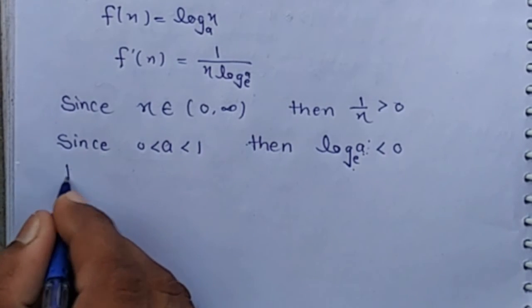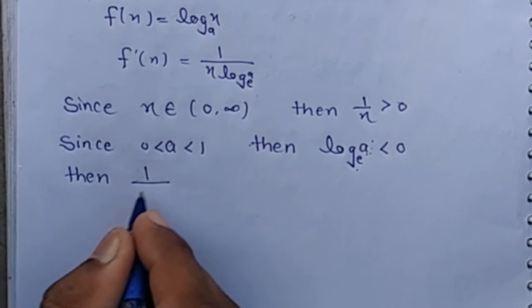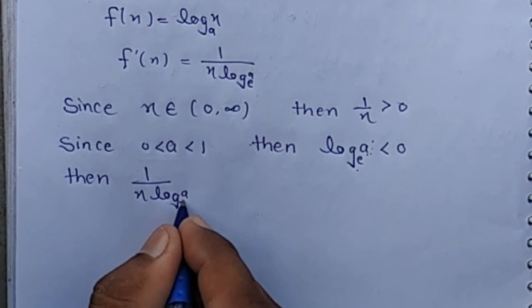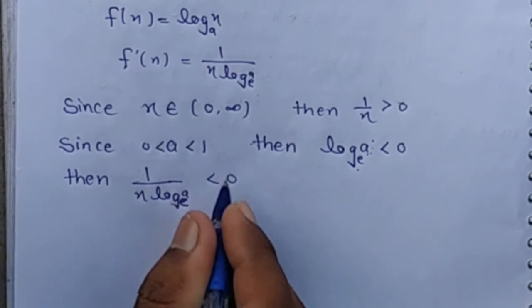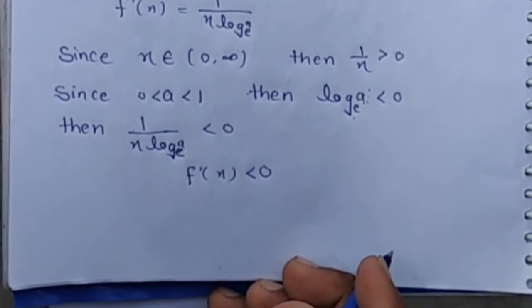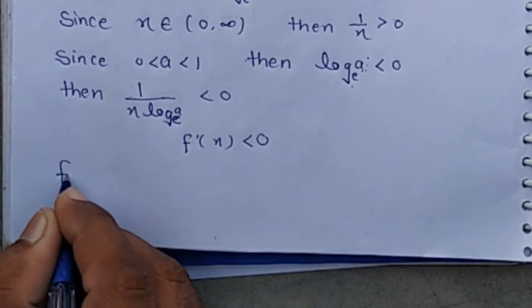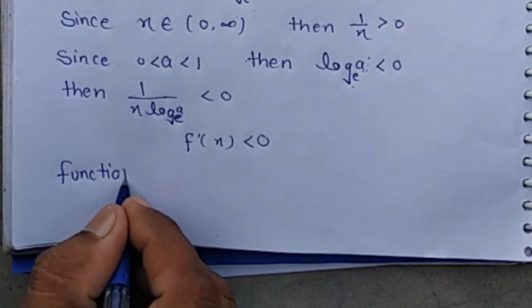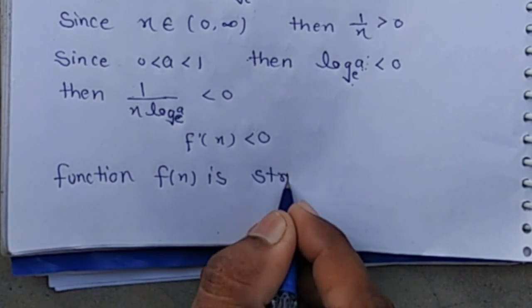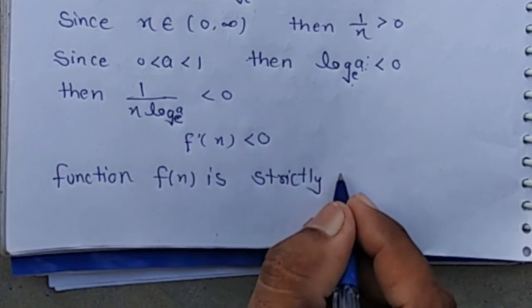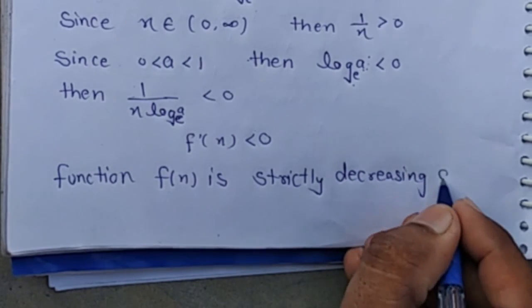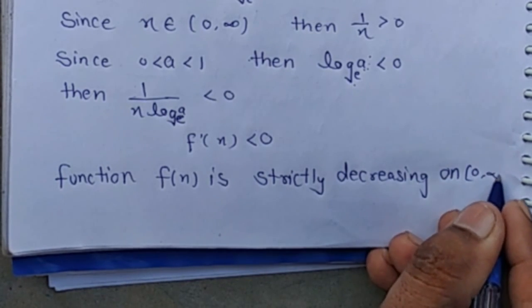Then 1 by x log a at the base e is less than 0, means the derivative is less than 0, function f(x) is strictly decreasing on (0, infinity).